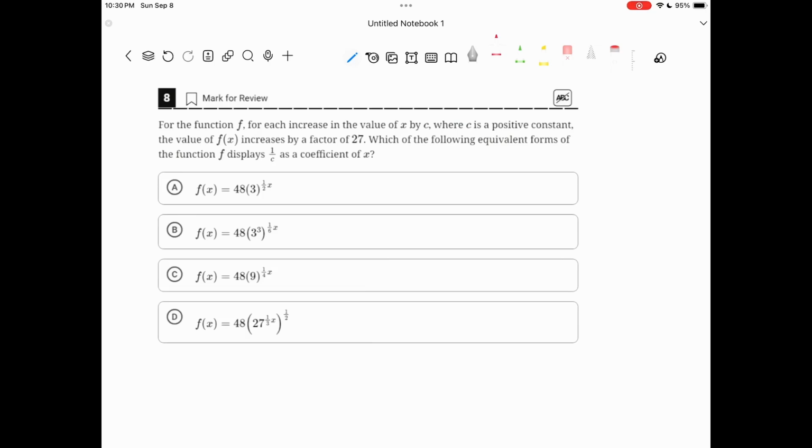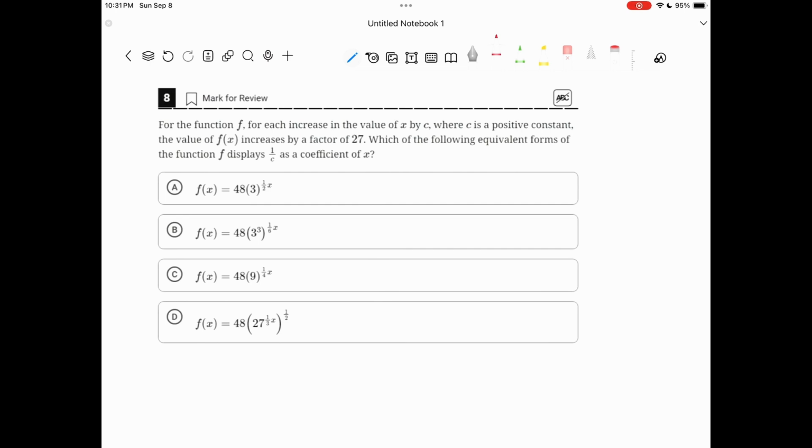For the function f, for each increase in the value of x by c, where c is a positive constant, the value of f of x increases by a factor of 27. Which of the following equivalent forms of the function f displays 1 over c as a coefficient of x?